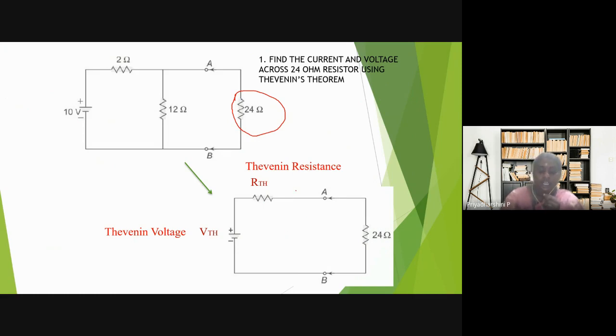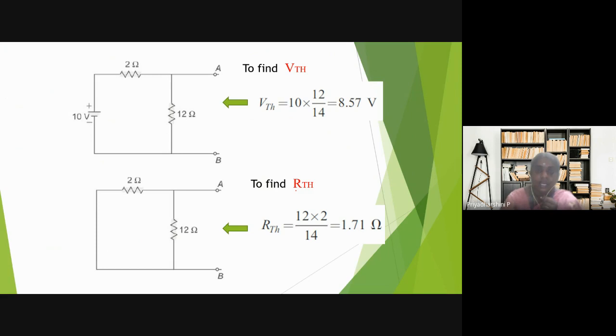Next, how to find the Thevenin's voltage? It is the open circuit voltage across terminals A and B. So the first step is to open circuit the terminals. The 24 ohm resistor which is already present is removed, and the terminals are open circuited. Across this we have to find the voltage.